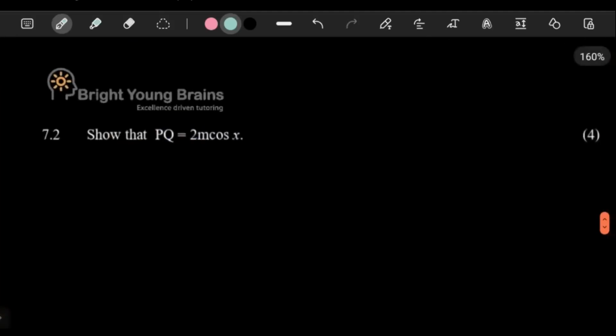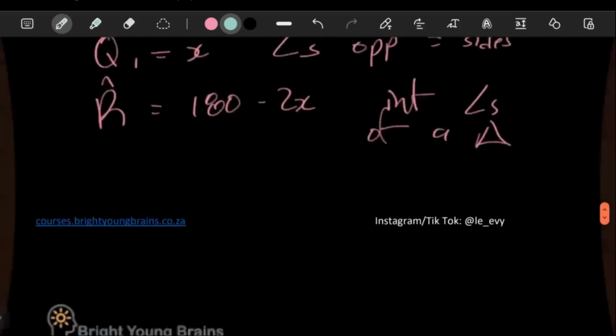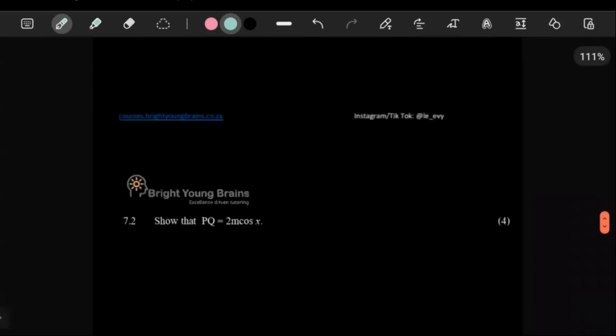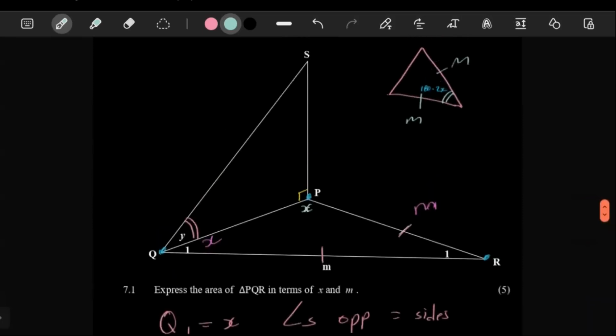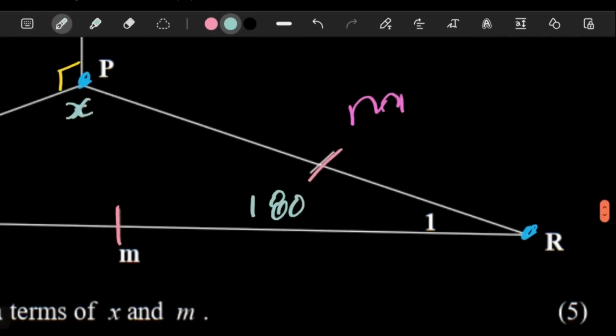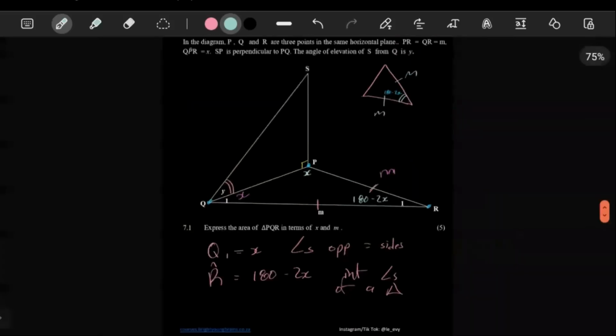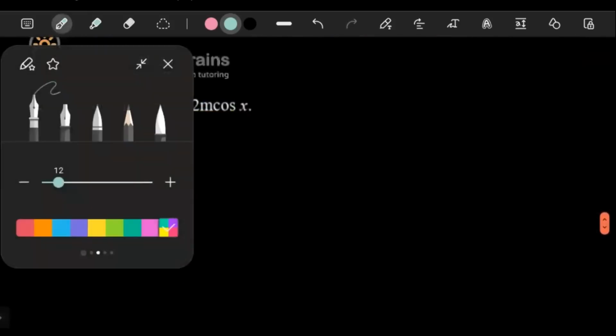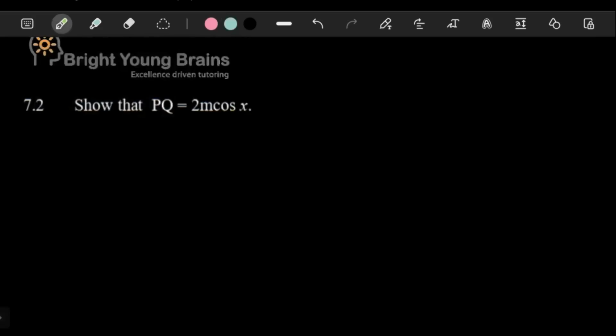7.2 says, show that PQ is equal to 2m cos x, for 4 marks. PQ, where's PQ? PM. No, they said PQ. Yes, PQ, 2m cos x. So we need to get an expression for PQ. That is not going to be too much of a problem because we have the cosine rule anyway. You see 180 degrees here minus 2x. So we're literally home free because we already have everything we need.